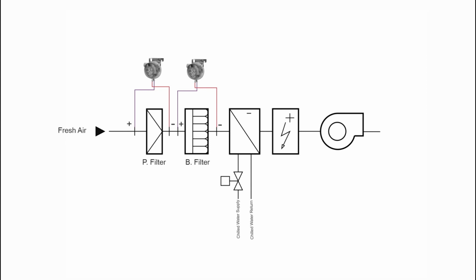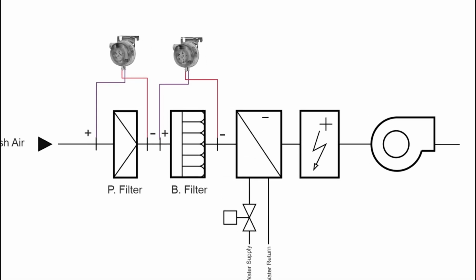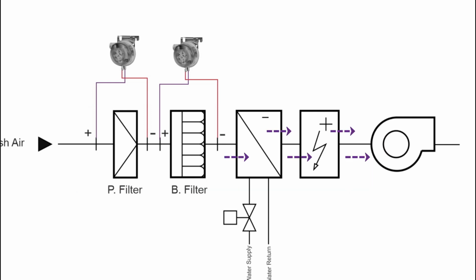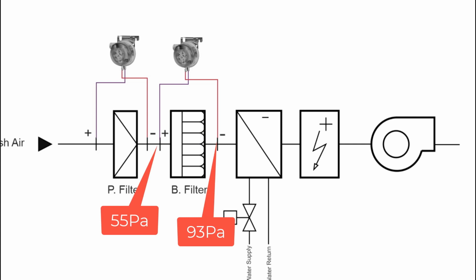Take note that the source of air supply for this unit is fresh air taken by the supply fan, where the supply fan is located right here. When the supply fan runs, it will take air pressure from here, so this area has a negative air pressure. Air pressure after the filter is higher than the air pressure before the filter, because the filter holds the air to filter dust, and air pressure is developing on this area. For the bag filter, we've got 55 Pascal air pressure, and after the bag filter, the air pressure reading is 93 Pascal.